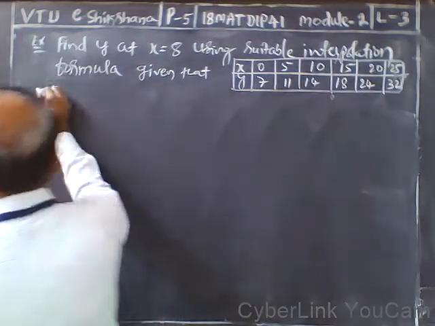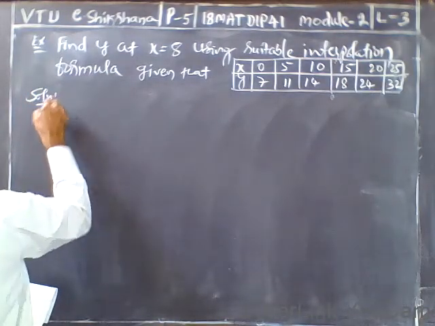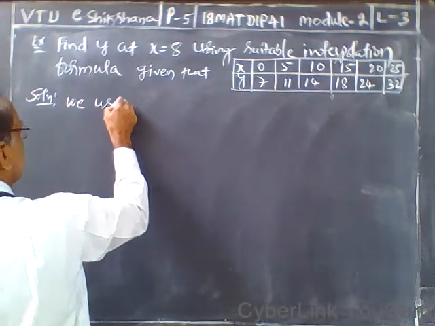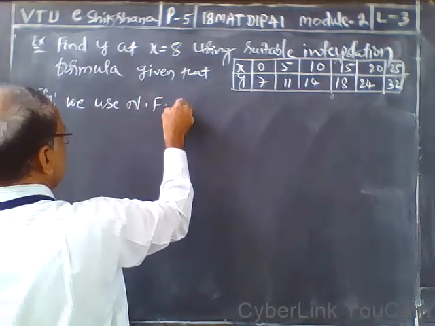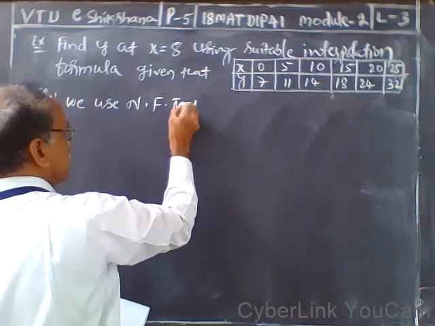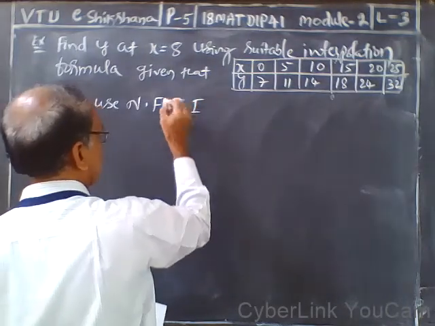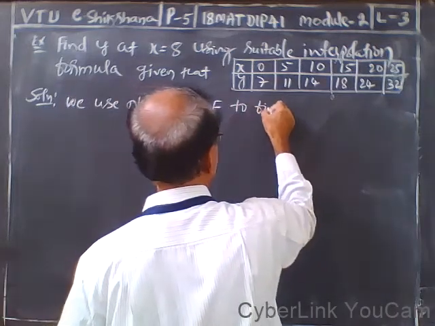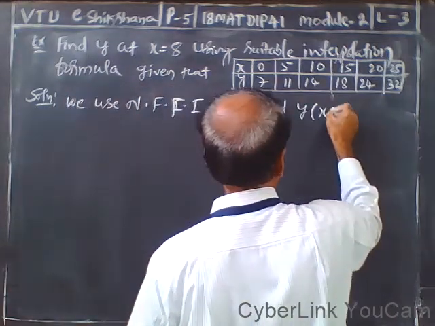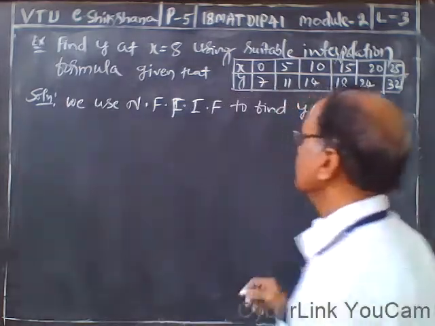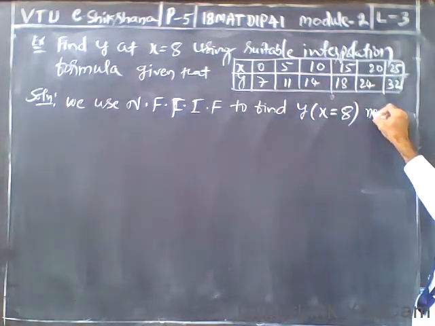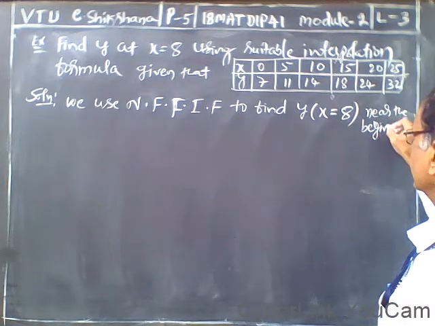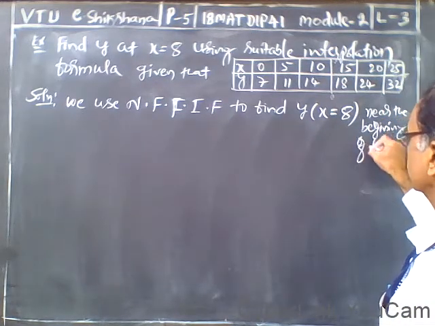Therefore, in the solution, let me write that sentence. Here we use Newton's forward interpolation formula to find y at x equal to 8. x equal to 8 means near the beginning of the table.